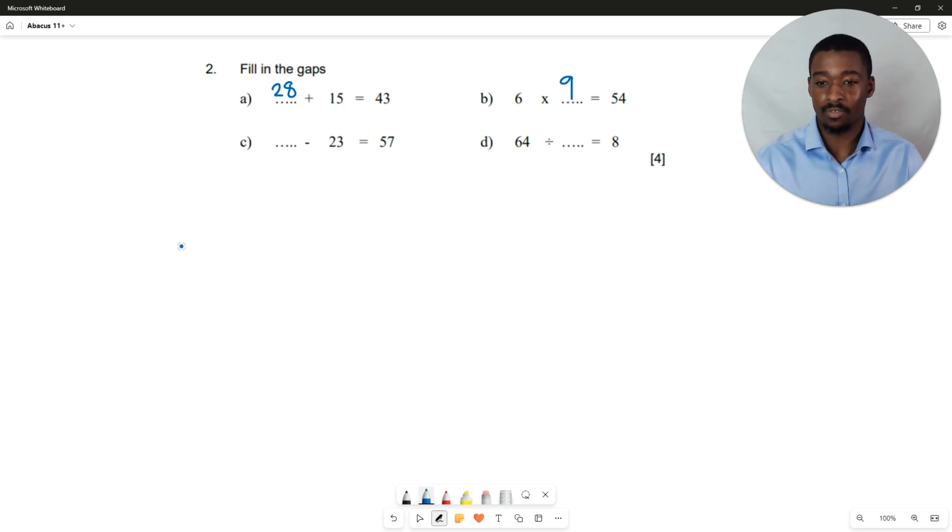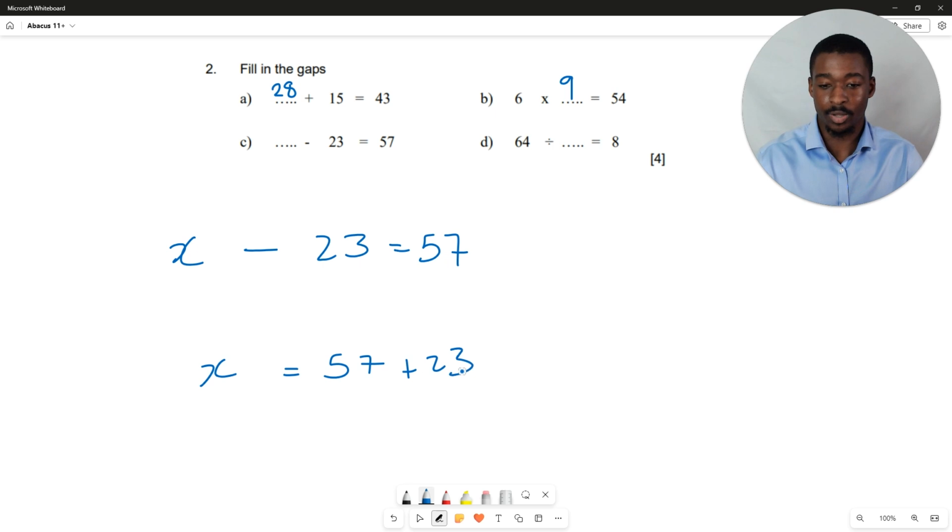Now for part C, we have squiggly line, or I'm just going to call it X now. X minus 23 equals 57. Here we can skip the steps. We know what's going on. We're going to add 23 to both sides. So X equals 57 plus 23. So that's going to be 57 plus 20, which is 77. And then 77 plus the remaining 3, which is 80. So X is 80. And you can see how we're using mental maths, because if you can get good at mental maths, you become so much more efficient.